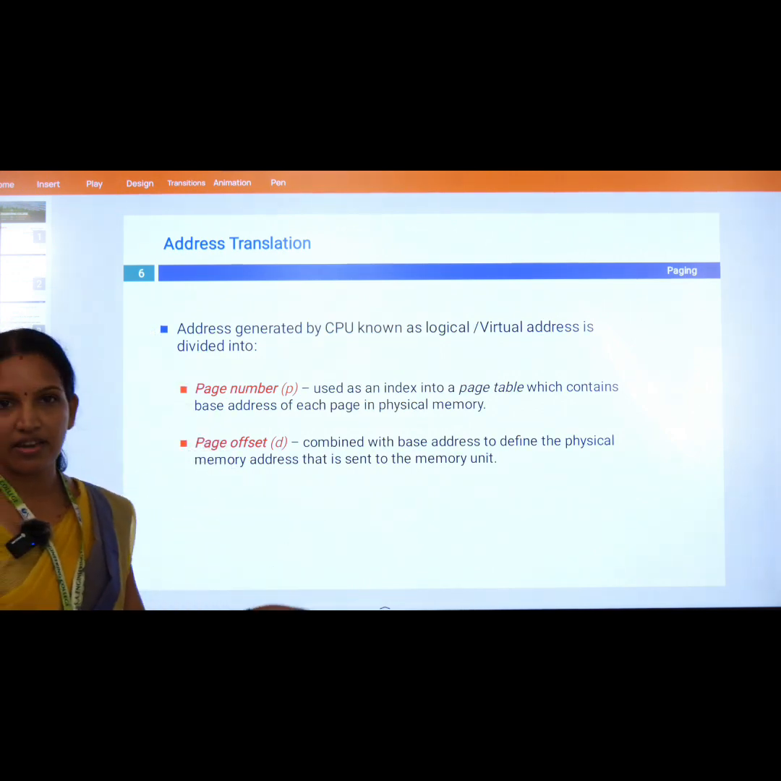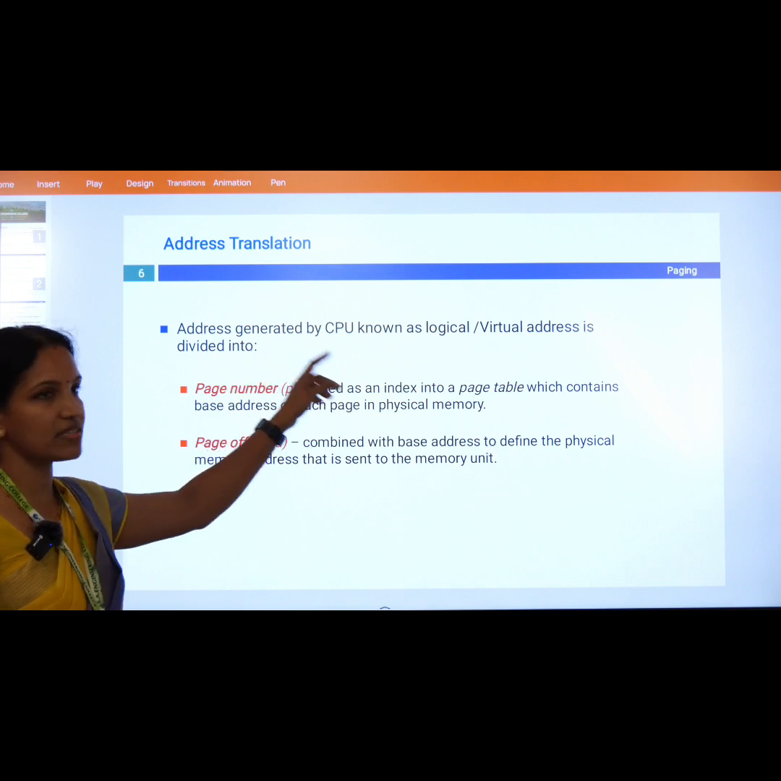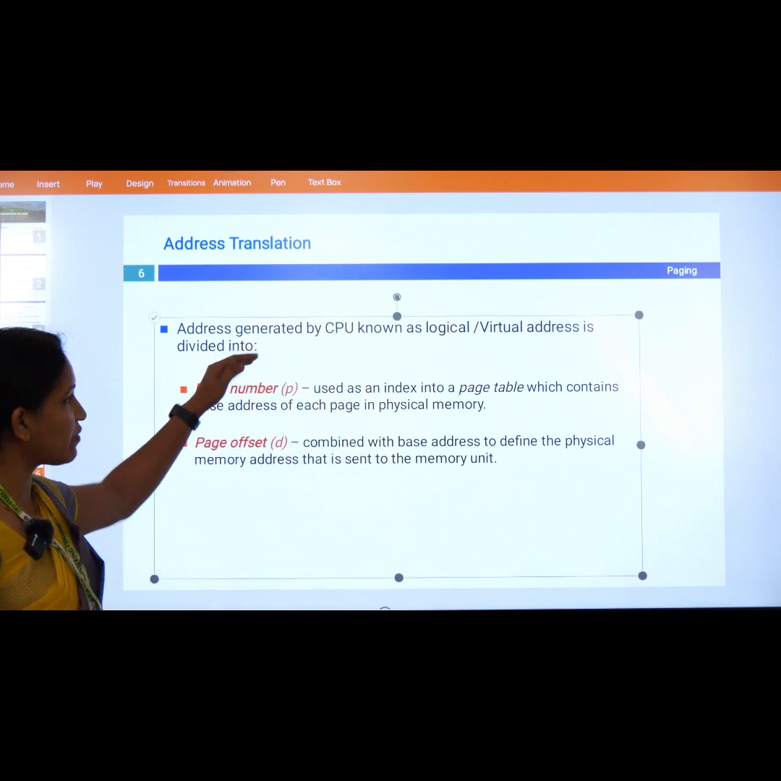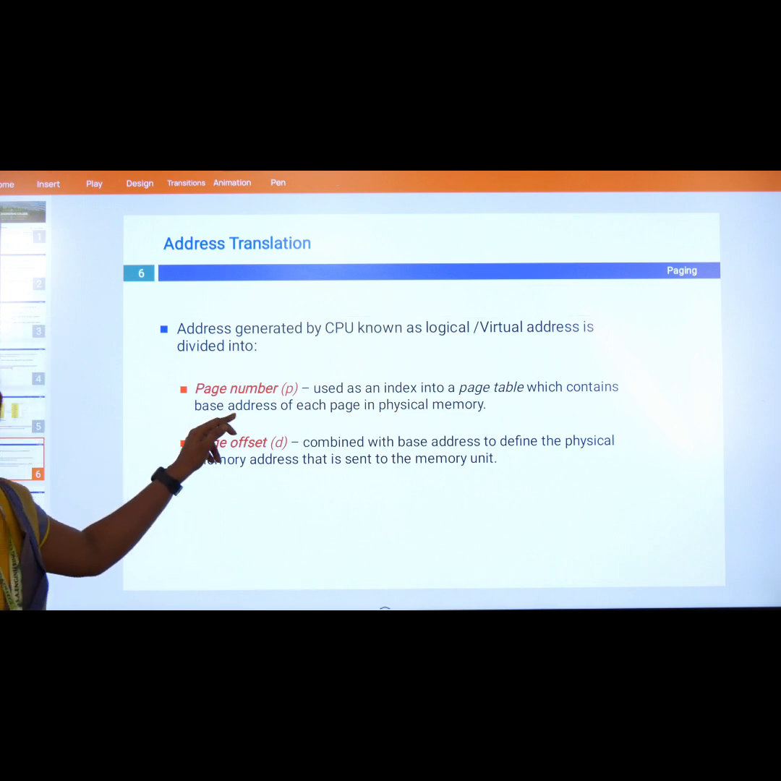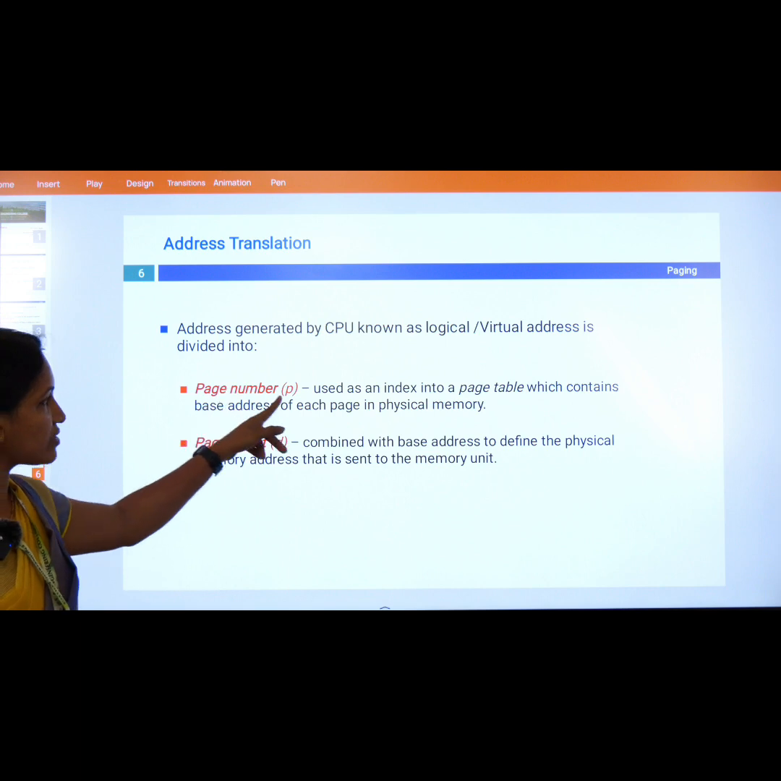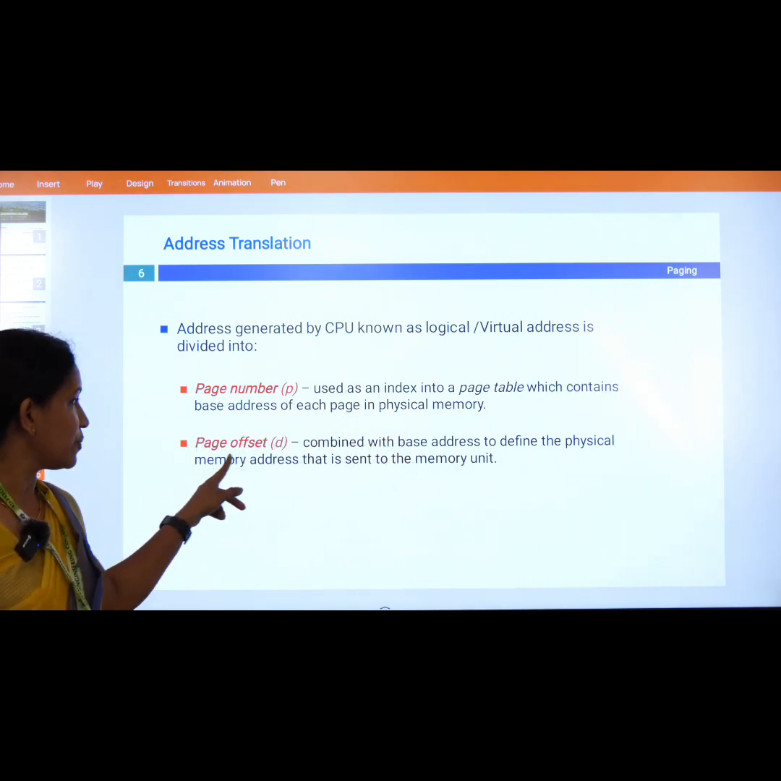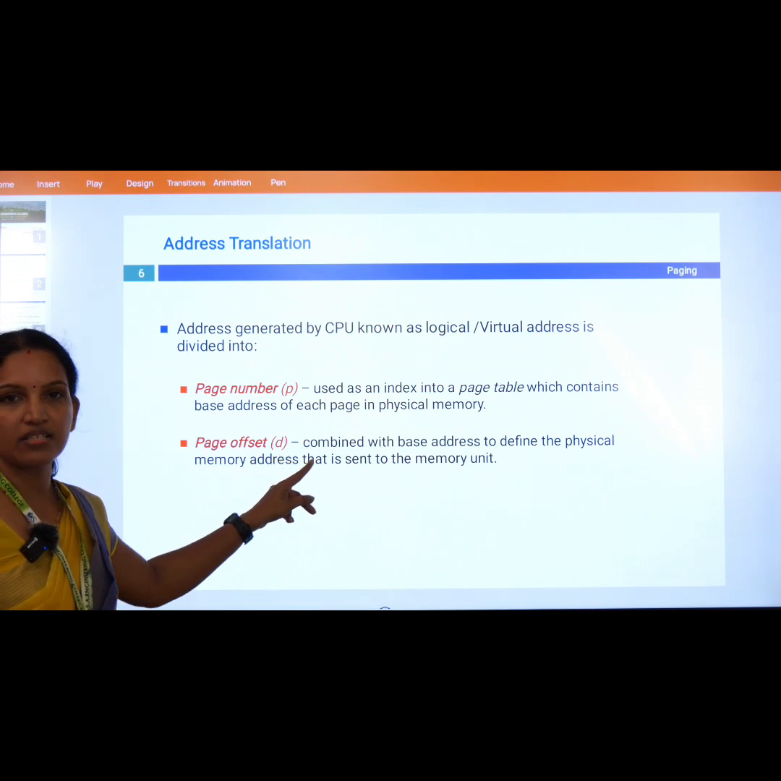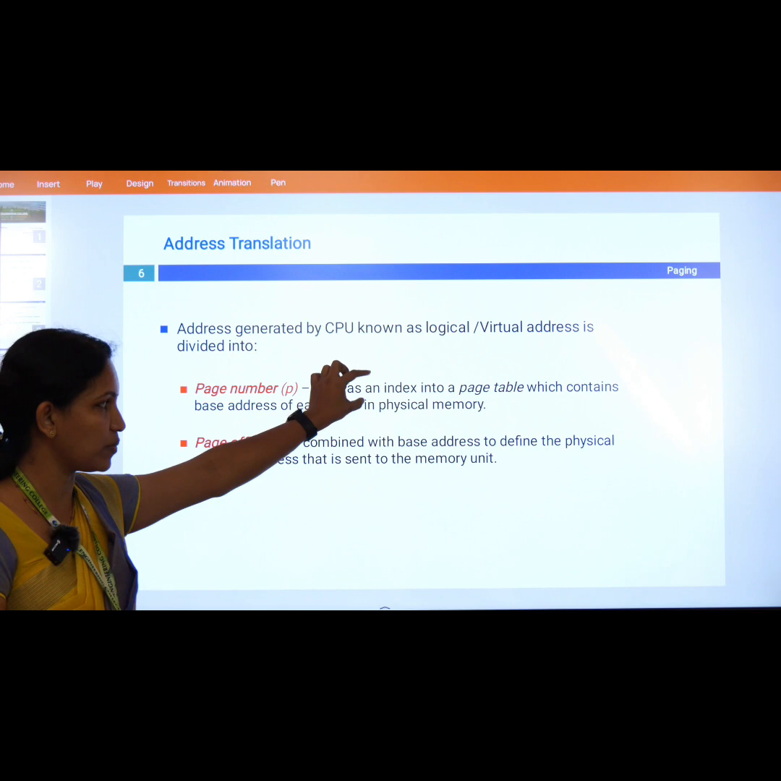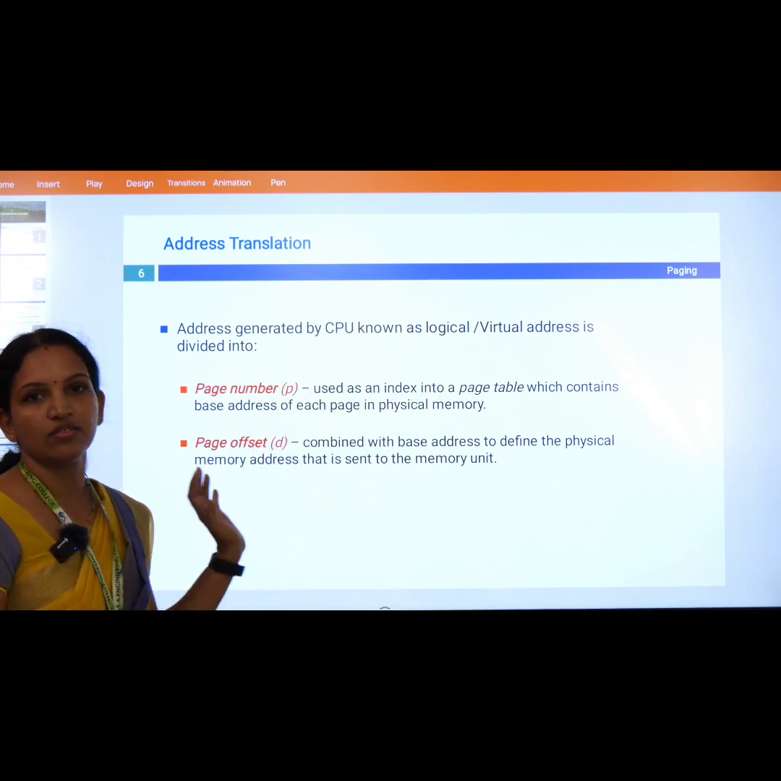So coming to address translation in detail, as I said, the CPU generates an address which is known as logical address or virtual address. It will be divided into two parts, a page number P and an offset D, where the page number P is used as an index to the page table and the page offset D is combined with the frame number which we will get from the page table to get the physical address.